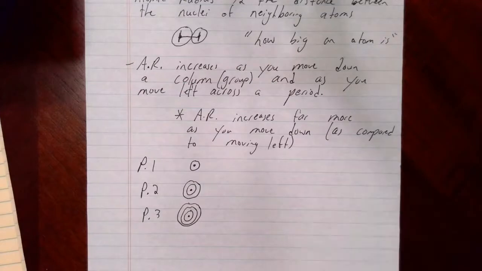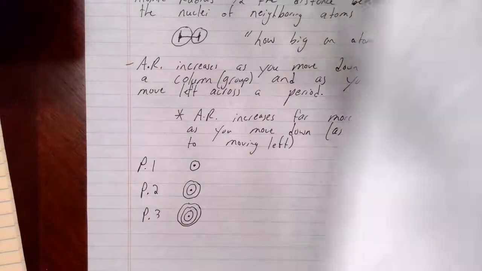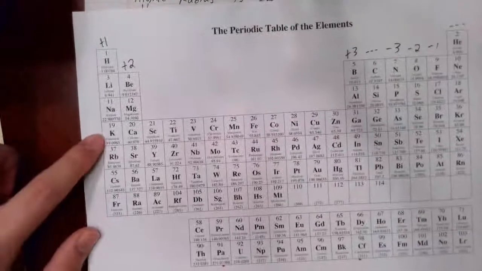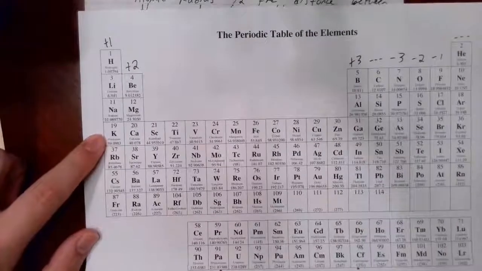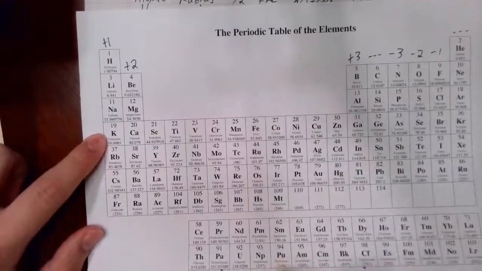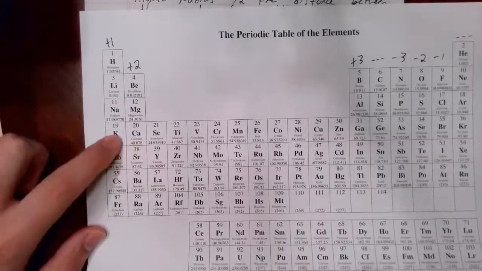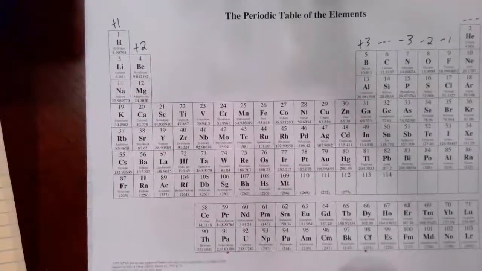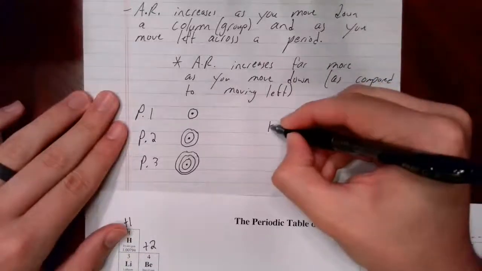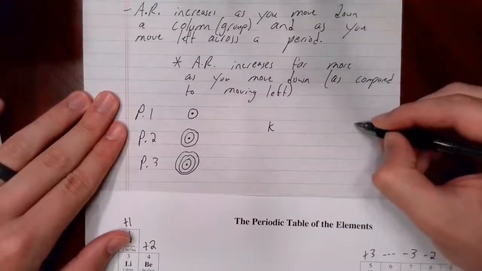So potassium and calcium both have how many energy levels? They're on period 4, so they have 4 energy levels. That doesn't help us. But let's look at their nuclei. So we're at K versus Ca.